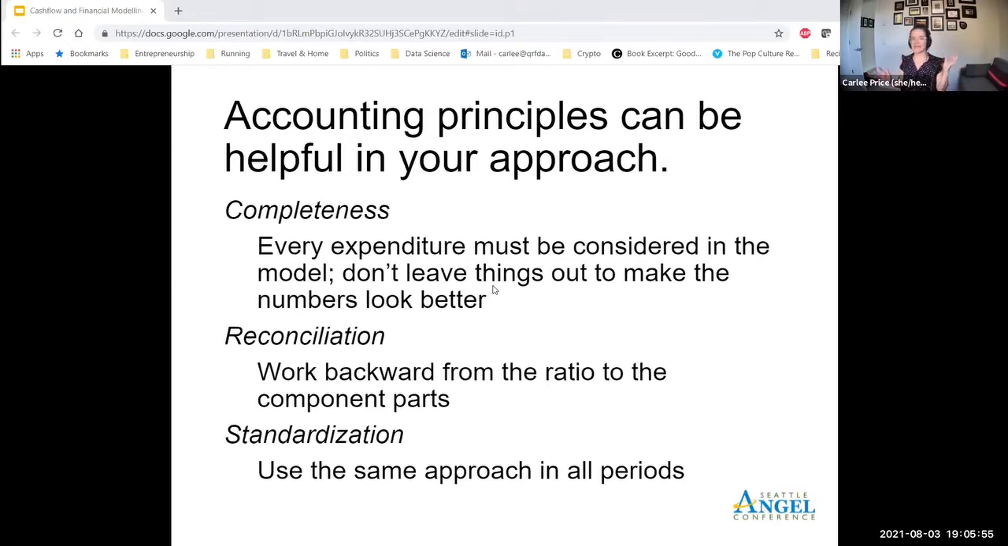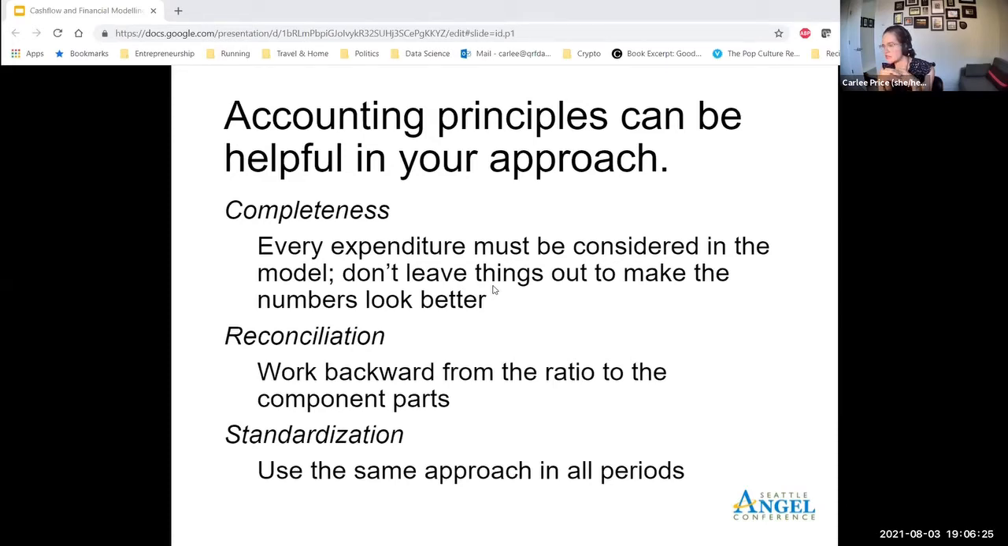One is completeness. So again, we're not leaving things out because they don't feel like direct expenditures to us. We want everything to be captured in those ratios so that we know what's coming and we aren't surprised by expenses that weren't contemplated in the model. Reconciliation means that your numbers should balance going sort of working from the ratios outwards and then backwards as well. So you should be able to build your income statement from the assumptions and build the assumptions from the income statement.